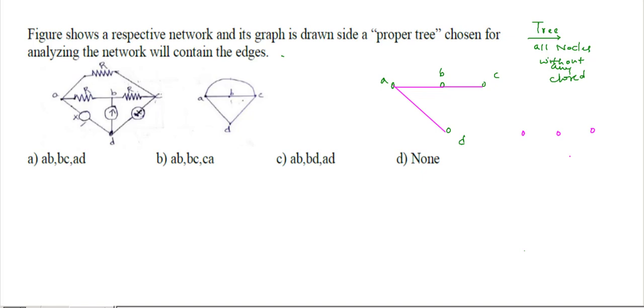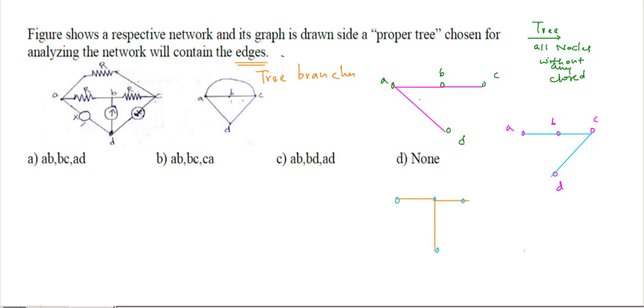Let me take here A, B, C, D. So let me connect all the nodes without any closed loop, right? So he asked that the network should contain edges. What are the edges? Edges are the tree branches. These are also called tree branches. Links are called chords. Edges are called tree branches.